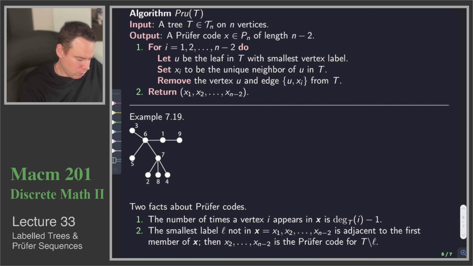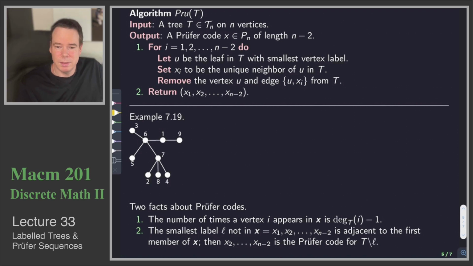So how do we get the Prüfer code? Here we describe the algorithm. It takes as input a tree on n vertices, and it returns a code of length n minus 2. And the way it does it is as follows. We run a loop from 1 to n minus 2. And we look for the leaf with the smallest vertex label. Once we find that, we look at its unique neighbor and write down the value of that unique neighbor. And then we remove that leaf and the edge that connects it to the unique neighbor, and then go and do it again. So here's what it looks like in practice. We're going to find the Prüfer code for it.